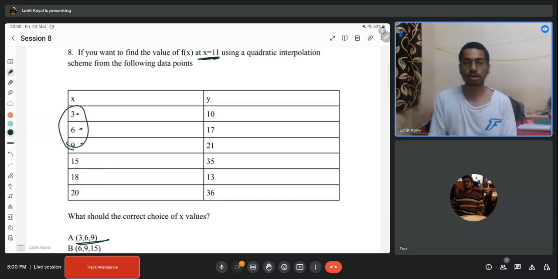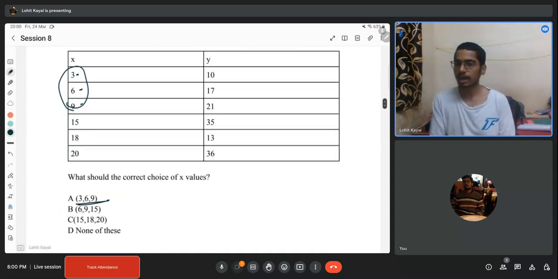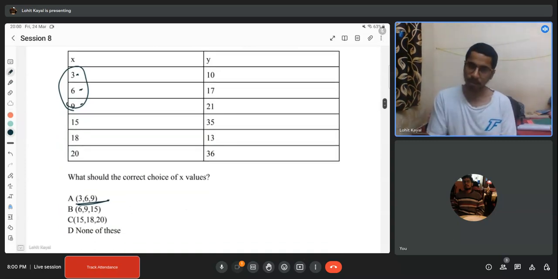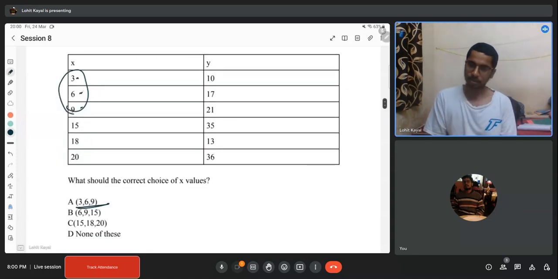It doesn't bracket this x equal to 11 point. So I have no guarantee that this polynomial will go through this x equal to 11 point. I have no idea about that. So this is extrapolation, and this should not be a correct choice.